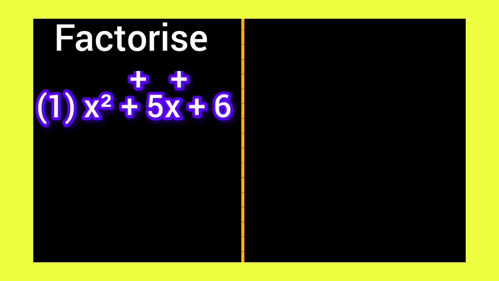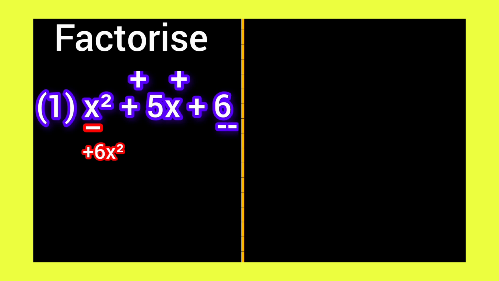The first thing I'm going to do is multiply the first term by the last term. The first term is s squared and the last term is plus 6. When I multiply s squared times plus 6, I'm going to have plus 6s squared. Now, here comes the use of the plus, plus. It means that the numbers I'm going to use to replace plus 5s must both be positive, positive.